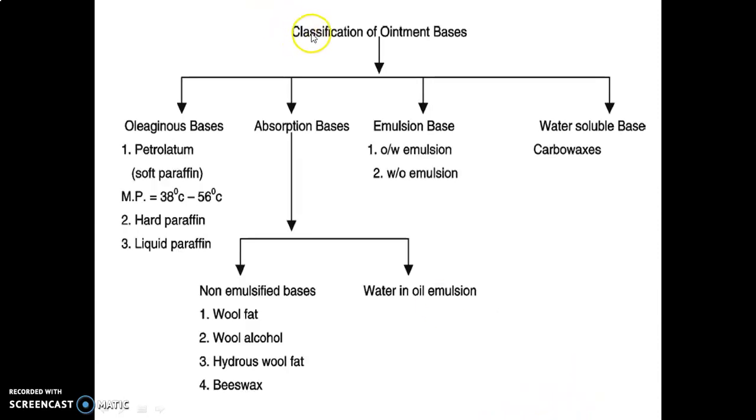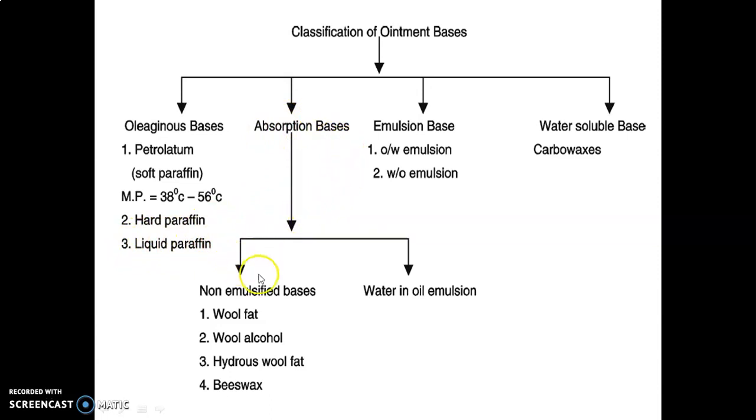Next we will discuss the classification of ointment bases. There are four main classes: oleaginous base, absorption base, emulsion base and water soluble base. In oleaginous base, the first type is petrolatum, that is soft paraffin, which has a melting point of 38 to 56 degrees Celsius. The second is hard paraffin, and the third is liquid paraffin.